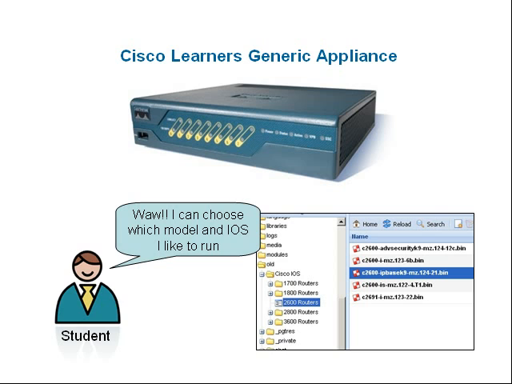The generic appliance should also be equipped with a relatively large flash memory, something like 2 or 3 gigabytes to store multiple IOSs. Or the user can load the IOSs via a USB drive. On the other hand, a switch generic appliance follows the same idea.